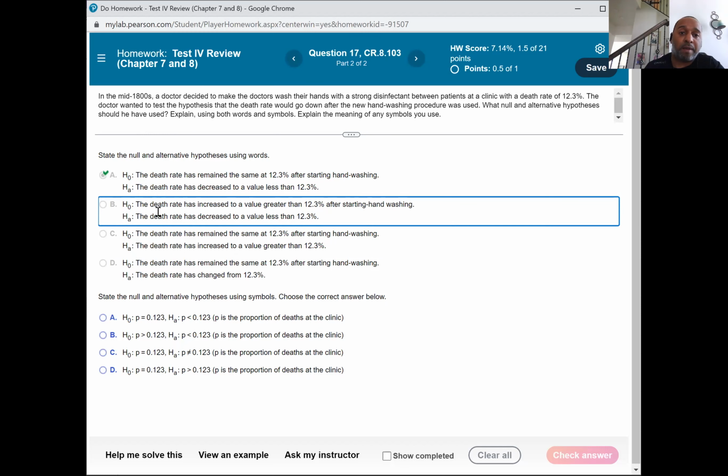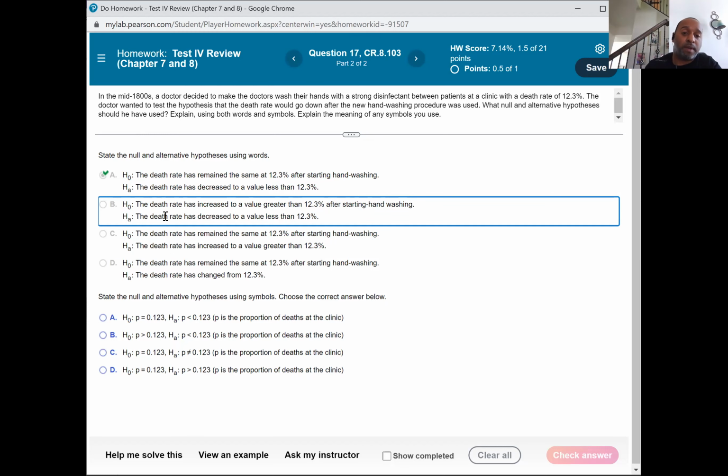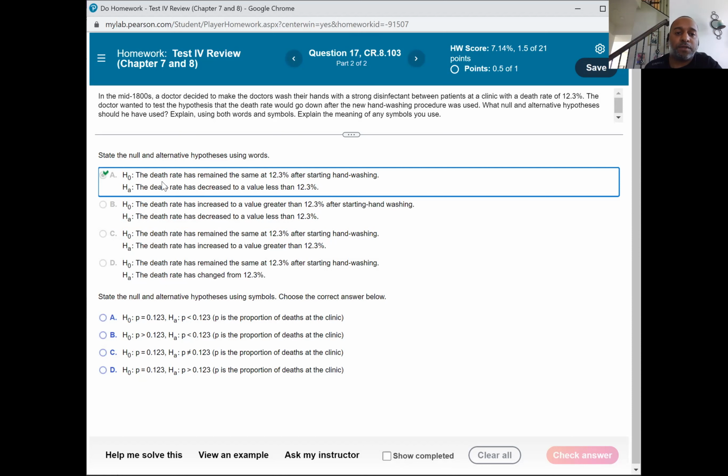So notice these other options: death rate increased. That cannot be your null hypothesis. Your null hypothesis will always be the same or equal to. So that's always going to be the case. So anything different than that is already wrong. Your null hypothesis is always going to be equal to, or in other words, the same. And then from there, your keywords will let you know what your alternative hypothesis will be. And since we talked about our death rate going down, that means our alternative hypothesis has to be decreased. All right, so once again, that's why this first one is it.